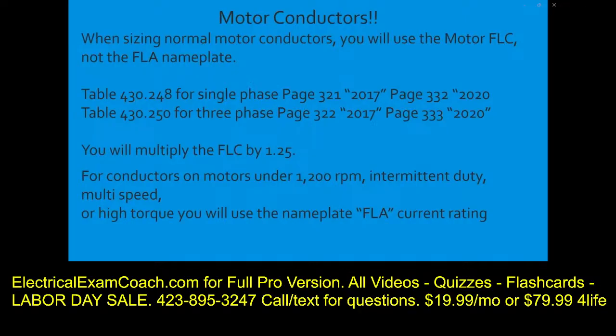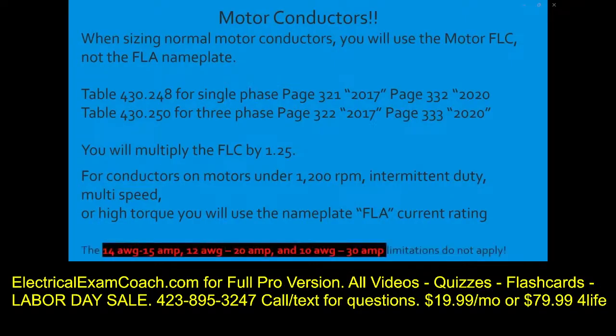If it's a normal motor conductor, you're going to multiply the FLC by 125%. If it's any one of these other motors, under 1200 RPM, intermittent duty, multi-speed, or high torque, and your question will say that in there, and I'm going to teach you how to watch for these red flags, you're actually going to use the FLA rating. Why the code book doesn't stick with FLC or FLA only, I don't know, and I wish they would simplify it.